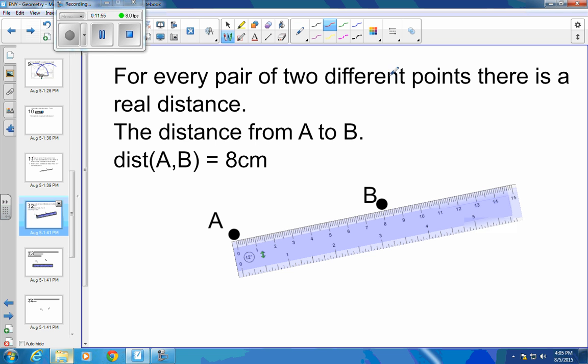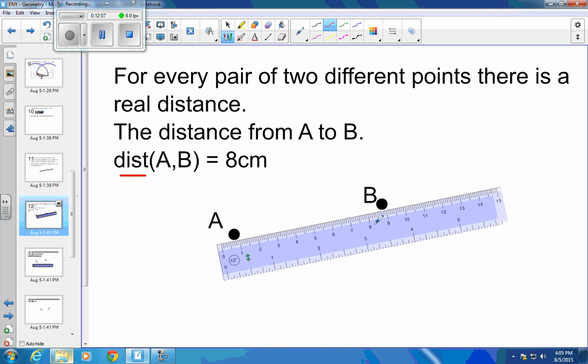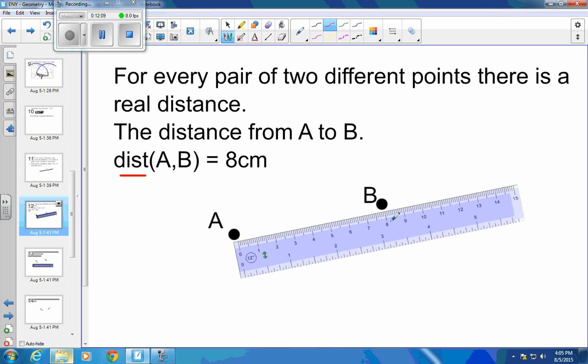For every pair of 2 different points, there is a real distance. So there is a distance between A and B, as long as they are different points. And so we write distance AB, and if you look here, that is 8 centimeters. See the 8 right there? Okay, so this is just a form for writing distance. You might see that off and on in these workbooks.